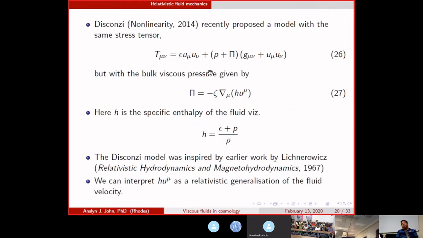Quite recently, Disconzi proposed yet another formulation of dissipative hydrodynamics. Again, the stress tensor has the same form. And your bulk viscous pressure looks a lot like that given by the Eckart theory, except here, Disconzi explicitly includes the specific enthalpy of the fluid in front of the velocity. Disconzi's work was inspired by earlier work by Lichnerowicz in the 1960s, and this h times u can be interpreted as a relativistic generalization of the fluid velocity. So this is quite a recent model, and I've been doing some work on this with my collaborator.